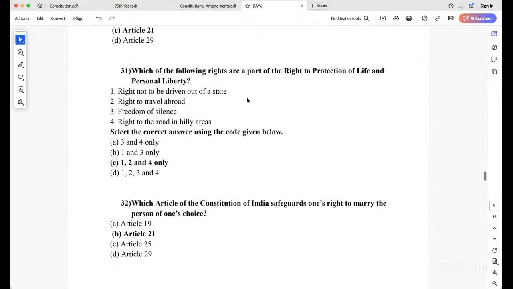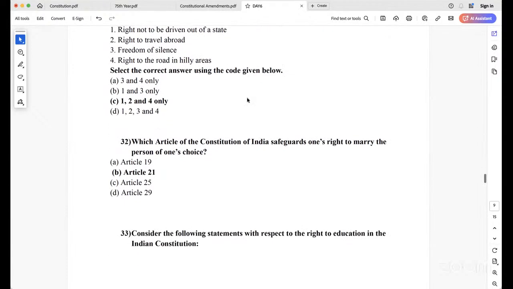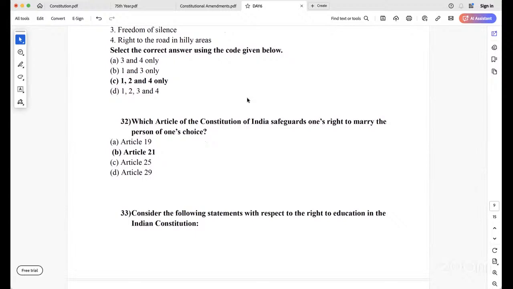Next, which article of the Constitution of India safeguards one's right to marry the person of one's choice? I have a small doubt about that one, I'll check the case and tell you which case it is. As of now, it is Article 21, which guarantees the right to marriage.